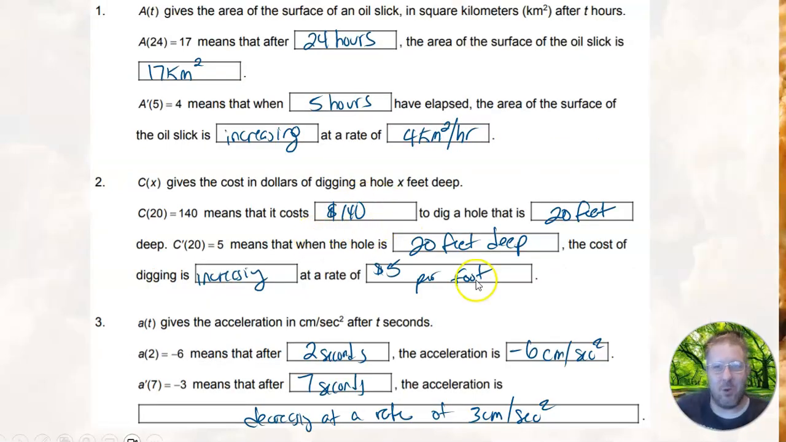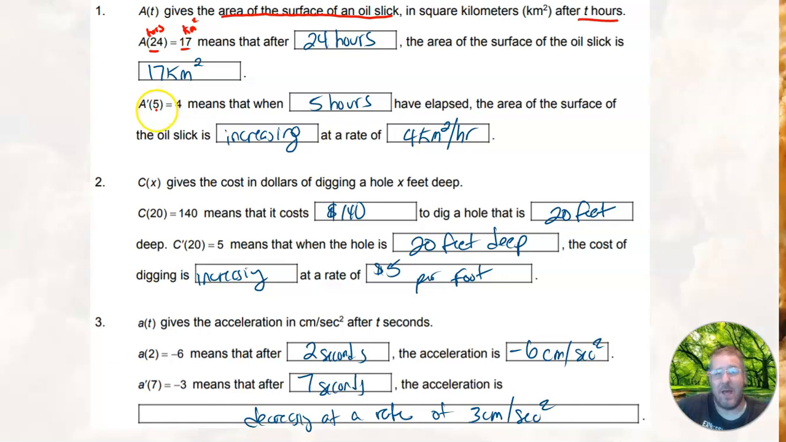All right, once again, some more situational questions. Given the area of the surface of the oil slick in square kilometers in T hours, we're just filling in what the units mean. So what does A of 24 equals 17 mean? Once again, it tells us up here T is the amount of hours, and this happens to be kilometers squared. Okay, so that makes this make a little bit more sense. A of 24 means after 24 hours, the area of the oil slick is 17 kilometers squared. I didn't read that at the beginning.